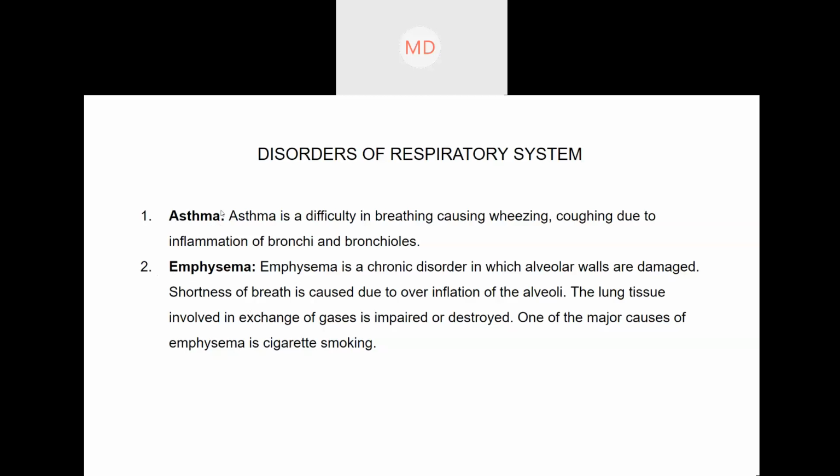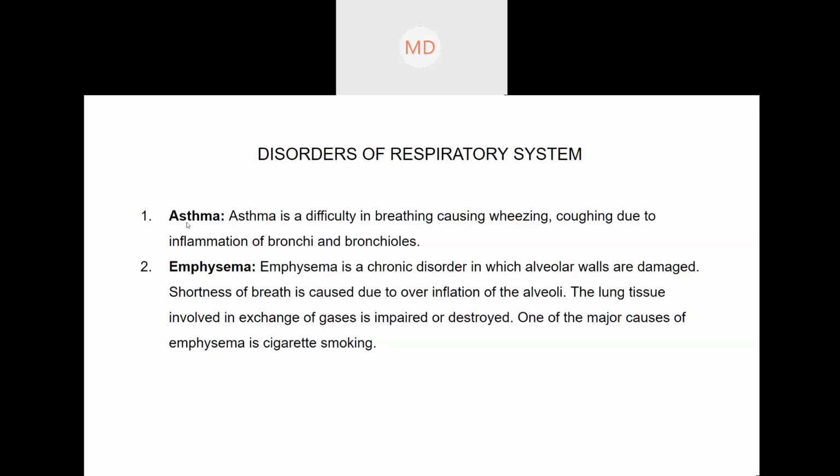There is a misconception about asthma. I have also heard people saying this. Just give your roll numbers in the chat box, everyone. Ma'am, can you please explain number two, emphysema? Yes, I'll get to that.